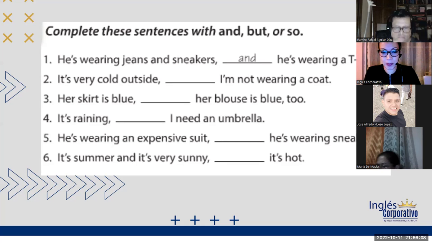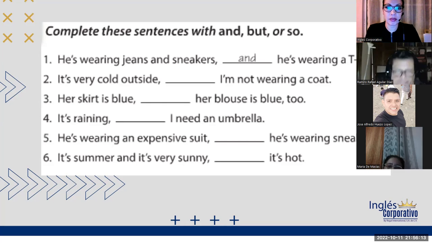Number three. Okay, Ramiro. Her skirt is blue and her blouse is blue too. Yes. Very good. Thank you so much. Number four.